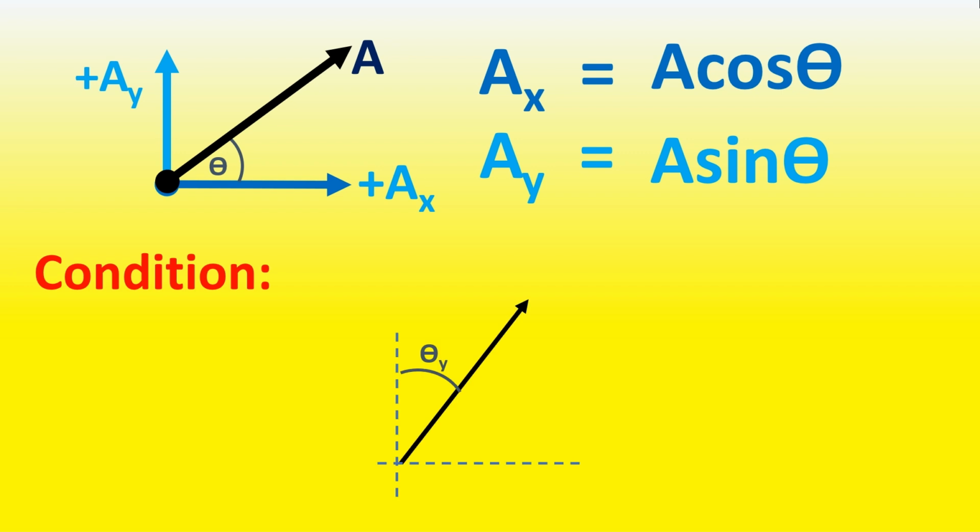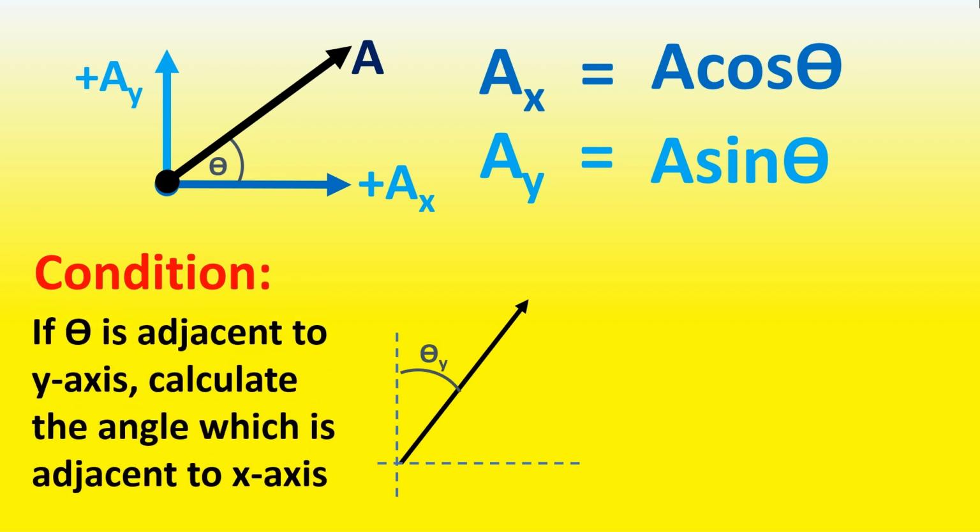If the given angle is adjacent to the y-axis, we should first compute the angle that is adjacent to the x-axis. We do this by subtracting the given angle from 90 degrees. So theta x is equal to 90 degrees minus theta y. Let us consider some examples.